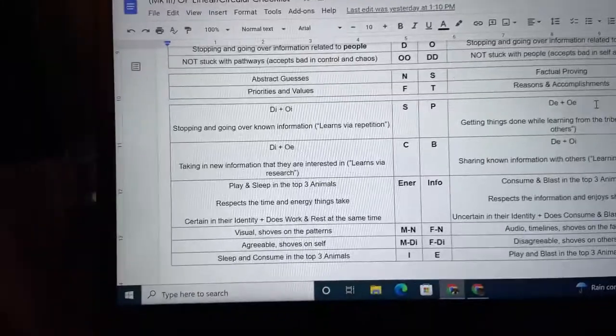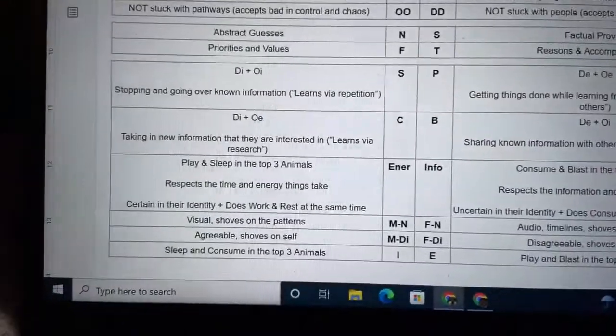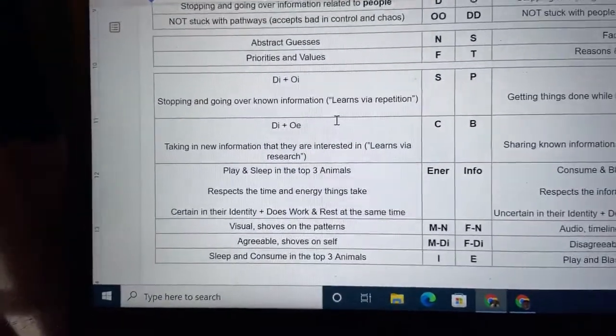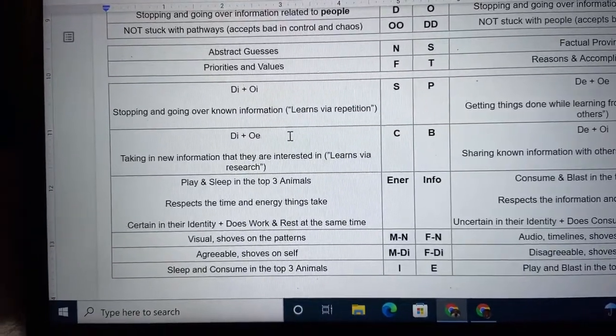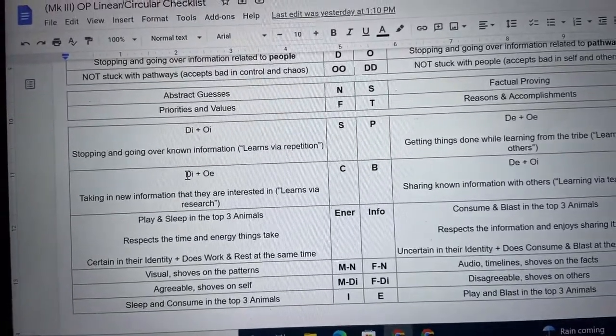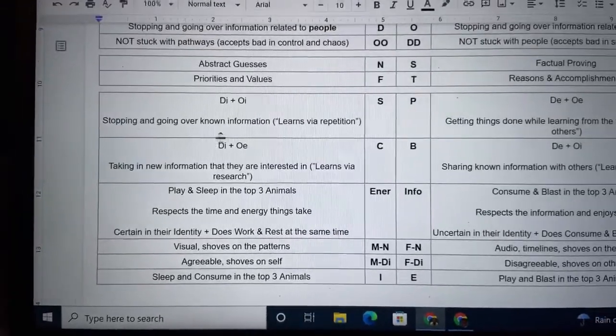And then in contrast, this is where it's going to get a little bit complicated with the info animals. I know I'm taking a little bit of time because I'm trying to kill time till noon basically. But so consume would be DI and OE.